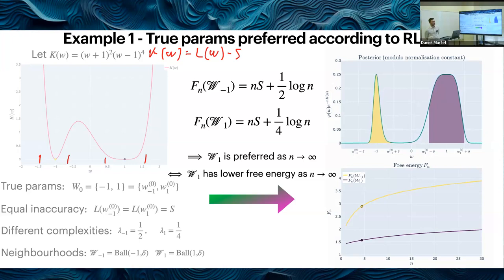What we have here is effectively the posterior in some toy sense. And what we are seeing is that the free energy about the purple region with the lower RLCT is lower than the free energy of the yellow region. And Watanabe's formula precisely predicts this. So the lower RLCT singularity has greater posterior concentration and lower free energy. So true parameters are preferred according to the RLCT.